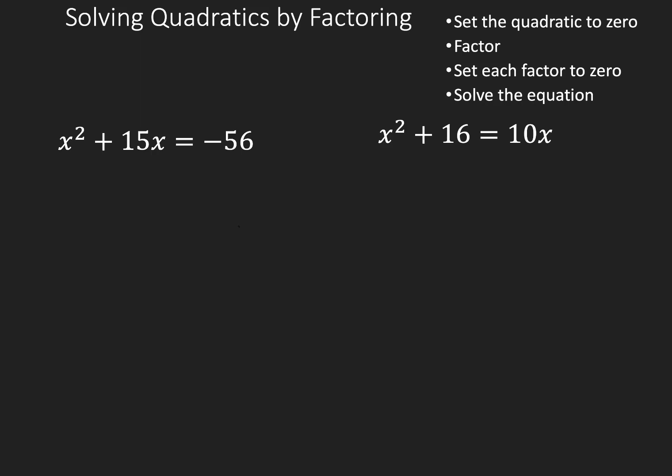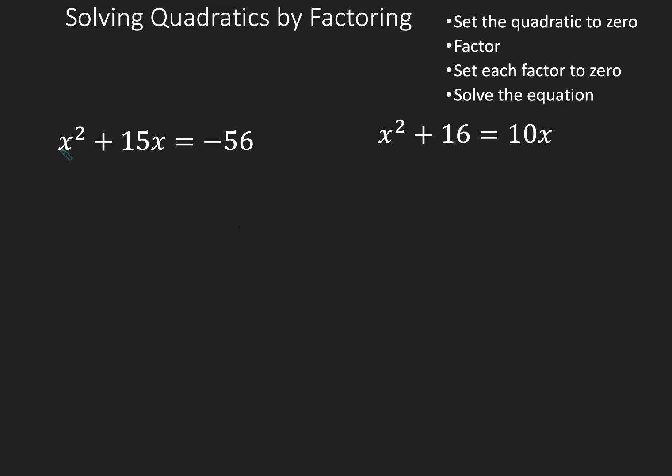Today we're going to be solving quadratics by the method of factoring. Now, if you're going to solve a quadratic and use factoring, there are just 4 simple steps. Set your quadratic to 0. Your next step is to factor your quadratic. Once you've done that, set each of those factors to 0 and then solve your equation.